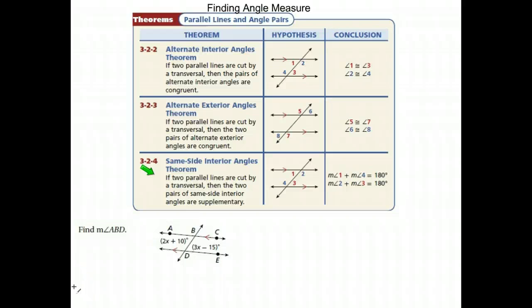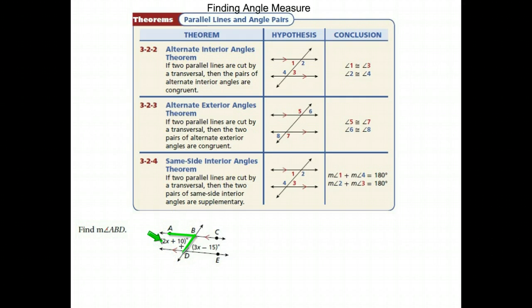Okay, let's use those theorems to solve a problem. It wants us to find the measure of angle ABD. Let's take a look at where angle ABD is located so we know what we're trying to find. A to B down to D. So this corner right here is what we're trying to find the measure of.